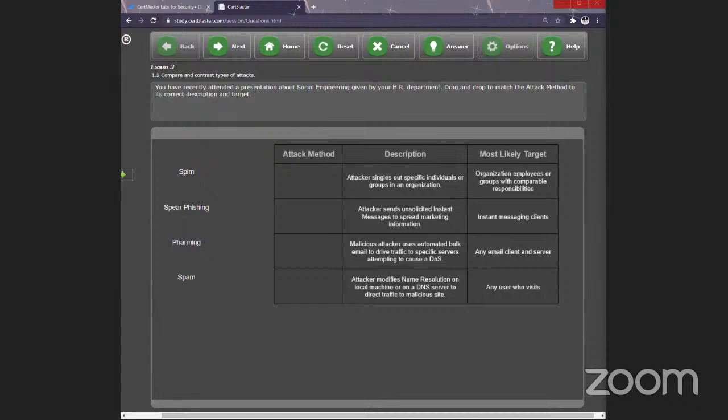You recently attended a presentation about social engineering given by your HR department. Drag and drop to match the attack method to its correct description and target. Description: attacking singles out specific individuals or groups in the organization with employees with comparable responsibilities. Okay, so SPIM, we're going to go there. SPIM is the second one. Attackers send unsolicited instant messages to spread marketing information.